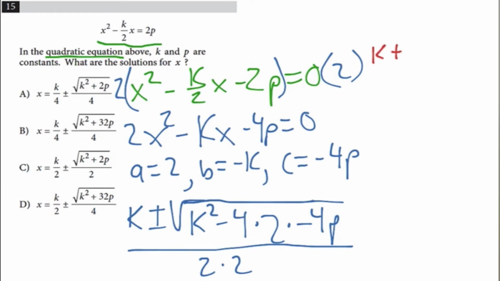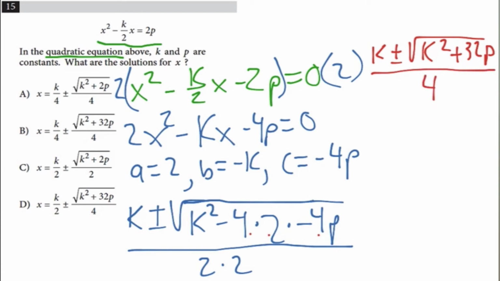Let's clean this up a little bit. We'll probably have to go full screen, and I'm going to go up to the upper right-hand corner. I'll do this in red just to make it stand out. We'll have k plus or minus the square root of k squared minus 4 times 2 times negative 4p. That is positive 32p. And this is all over 4.